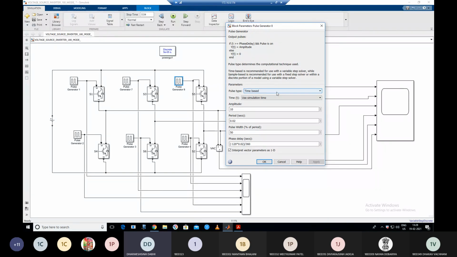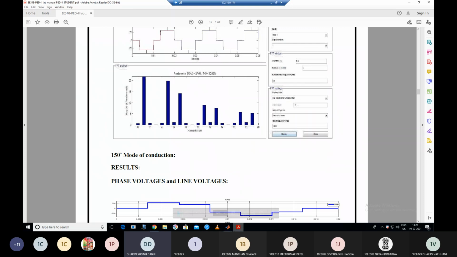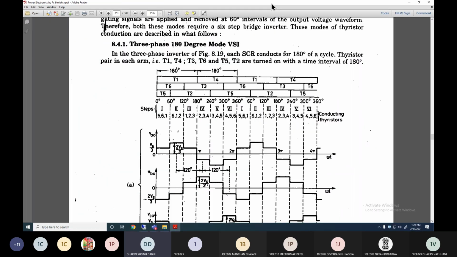Where does it start? 240 degree. But if you see the gate pulse waveform, in the previous cycle, where does it start? See the gate pulse of switch number S5 in your notebook. Okay, let's see this waveform here. All of you can see here.